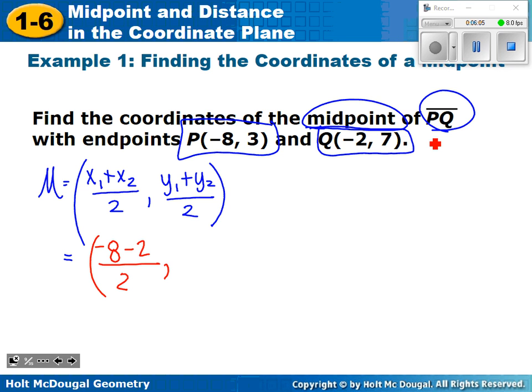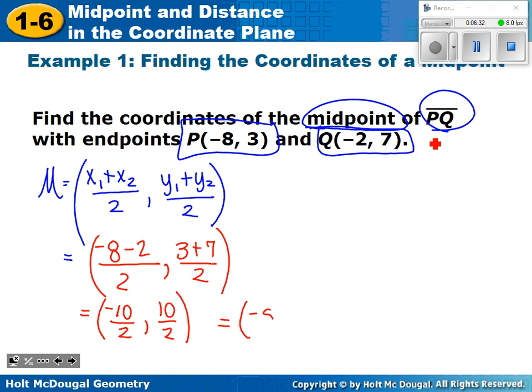All right, and then let's go with Sydney. What's going to go in for the y values? Very good. 3 plus 7, and we're going to divide by 2. All right, guys, what is negative 8 minus 2? Negative 10 divided by 2, comma. What's 3 plus 7? 10 divided by 2. Don't forget your parentheses and go ahead and simplify. What is the coordinate for our midpoint? Very good. Negative 5, comma, positive 5. Put parentheses around it. Circle your answer.